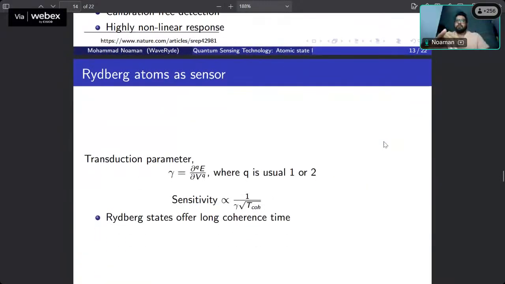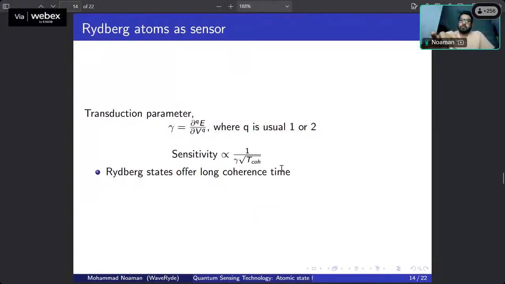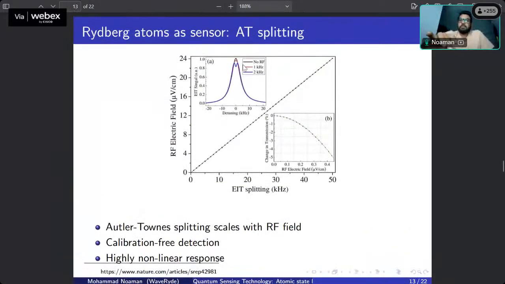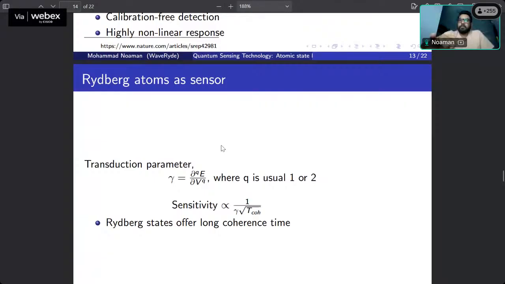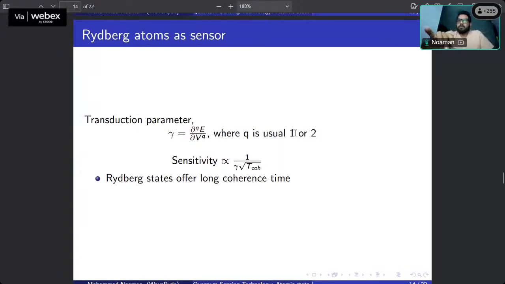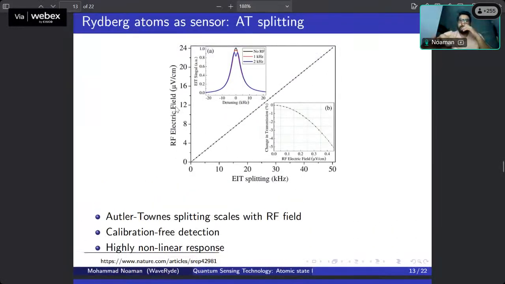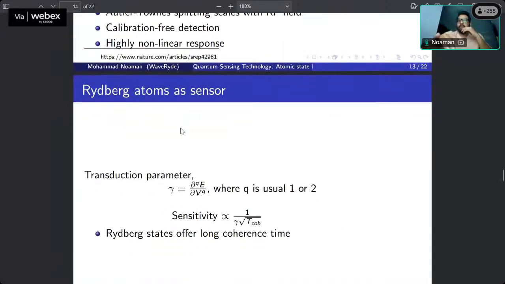And the sensitivity of the sensor depends on, this is a general term, not specific to just this but any sensor for that matter. You apply a field, represented by V, and E is the change in energy level. In this case, the splitting is E, and V is the field that you're applying. And Q is some kind of dependency, so it can be 1 or 2 or some other number. But here it's going to be 1 because it's a linear relation. So the splitting and the field have a slope of 1.